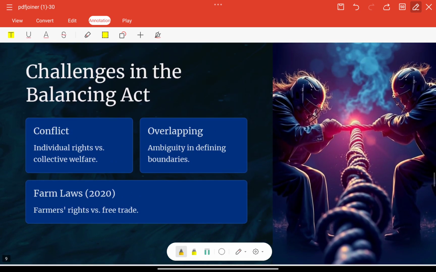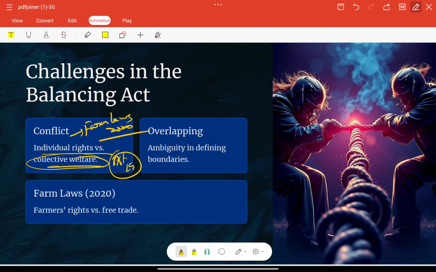Next we have challenges in the balancing act, especially regarding our particular conflict area, FRs and DPSPs here. Individual rights they are, but collective welfare rights are our DPSPs, right? So here there is a conflict between individual rights and collective welfare. For example, we can connect farm laws 2020, right, as an example. So freedom to trade and occupation under Article 19 is connected here, right? So balancing farmers' economic rights with the freedom to trade and occupation is connected here.